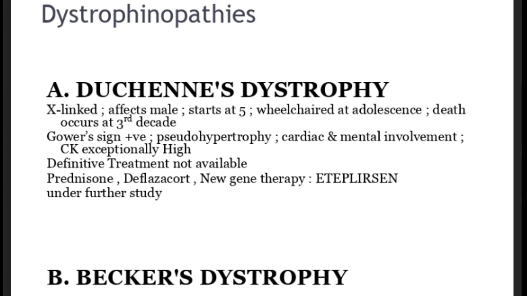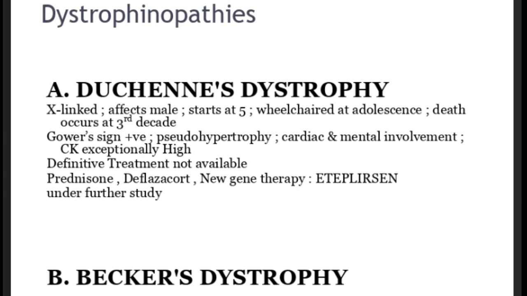Regarding treatment, there is no definitive treatment available. Prednisolone may improve muscular strength for up to 3 years. Deflazacort, which is a prednisolone analog, is effective with fewer side effects than prednisolone. What is new is a new gene therapy, eteplirsen, which is an FDA approved drug, but it is unclear whether treatment confers any clinical benefit. Death usually is from respiratory insufficiency or cardiac arrhythmias.